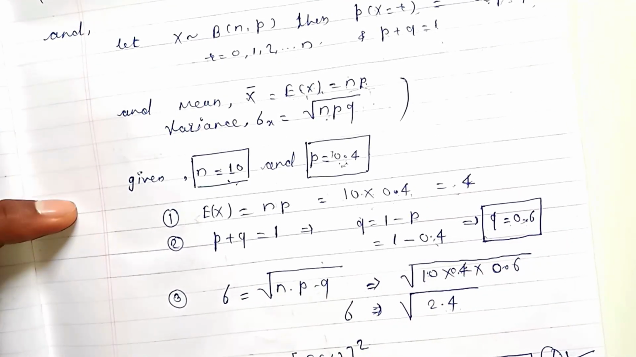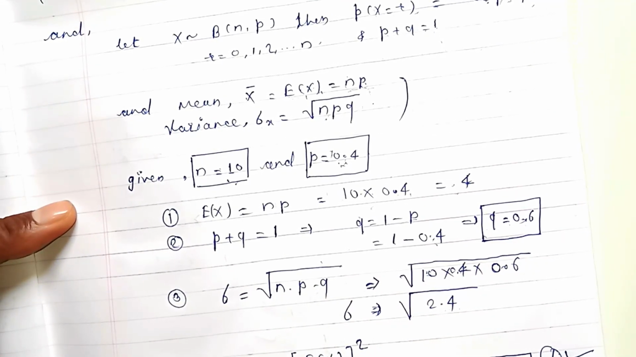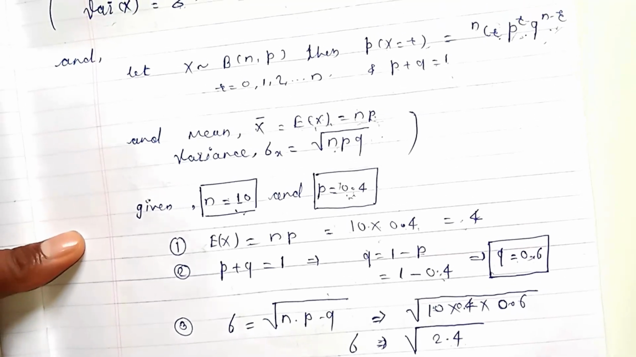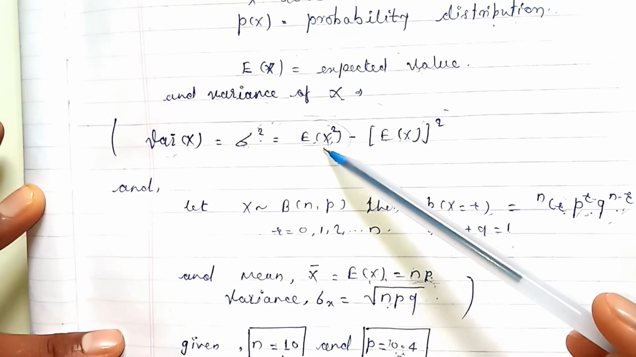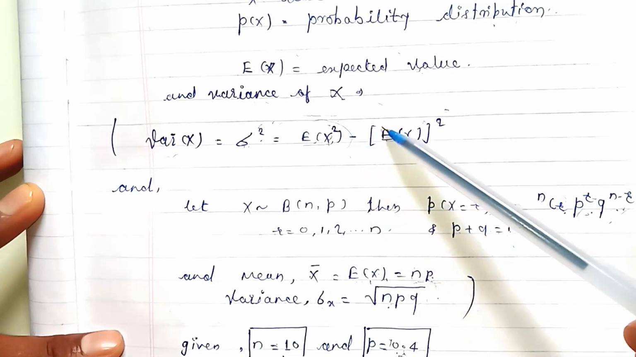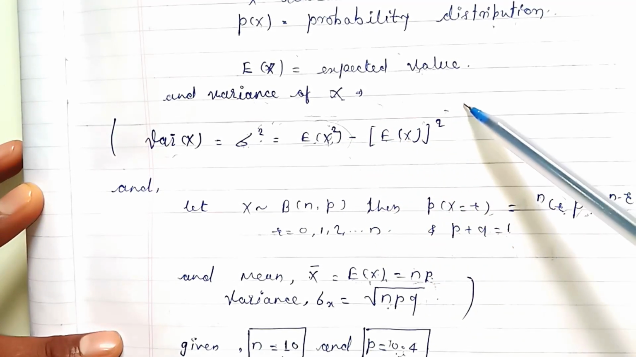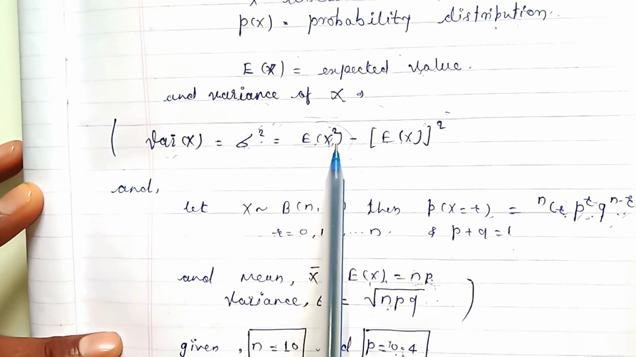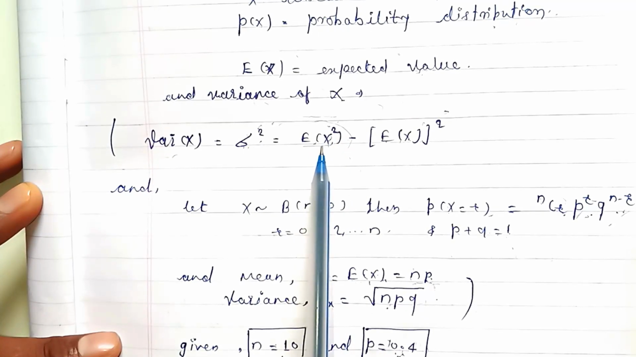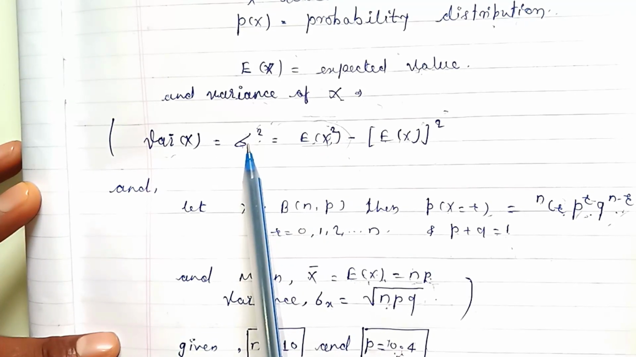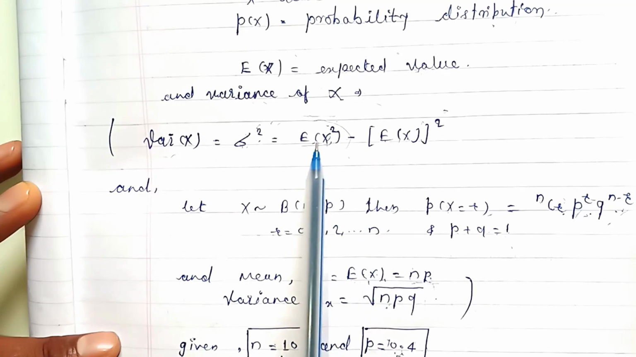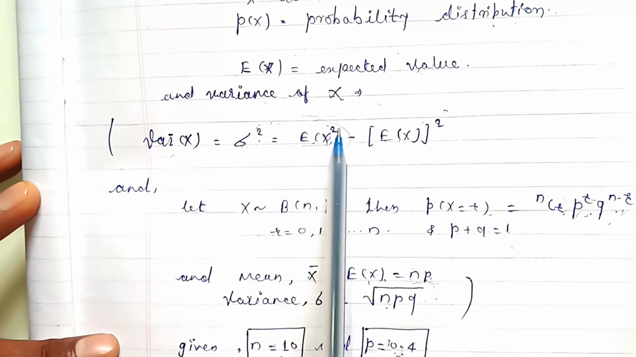Now for finding the value for sigma square. Why do we want sigma square? Because we know that sigma square can be written as E of X square minus bracket of E of X square. Okay, and we want the value for E of X square here. So that's why we have to find out the other values first and substitute them here. You will get E of X square.